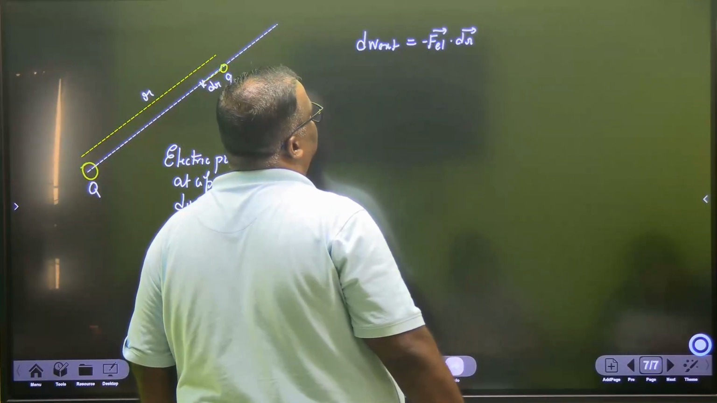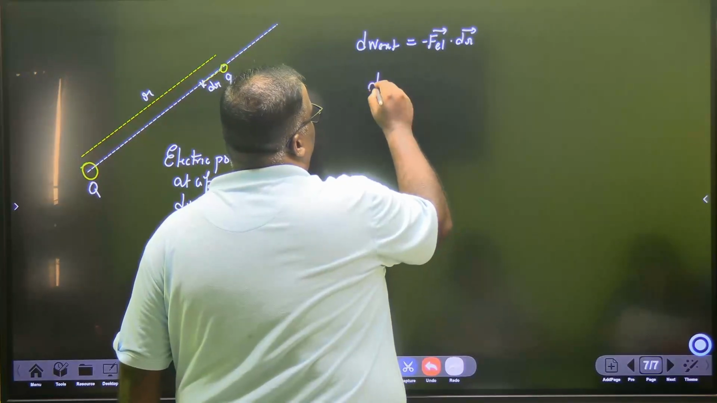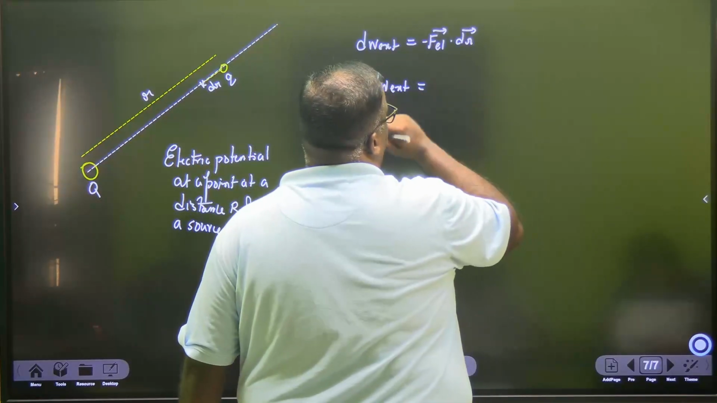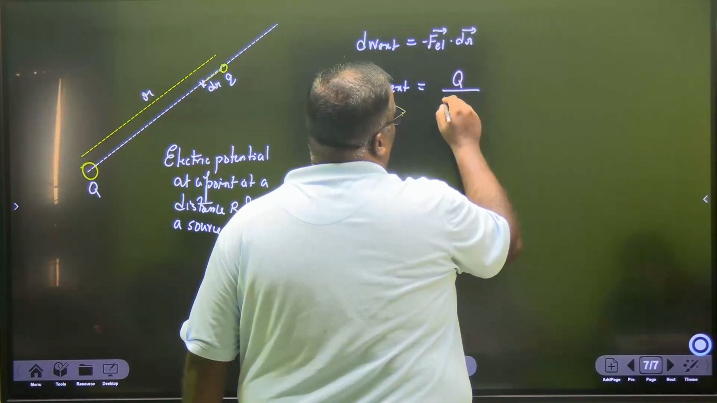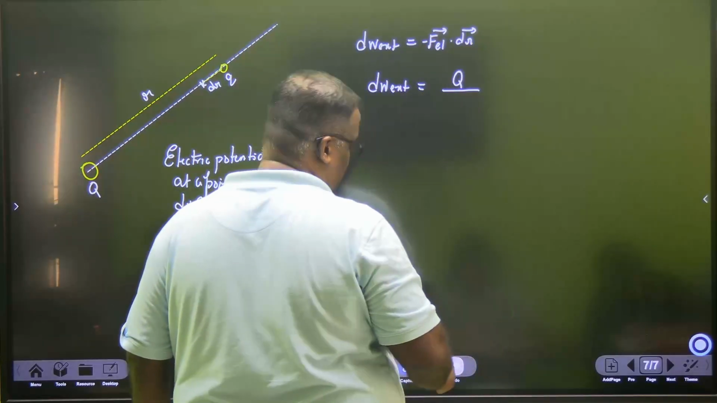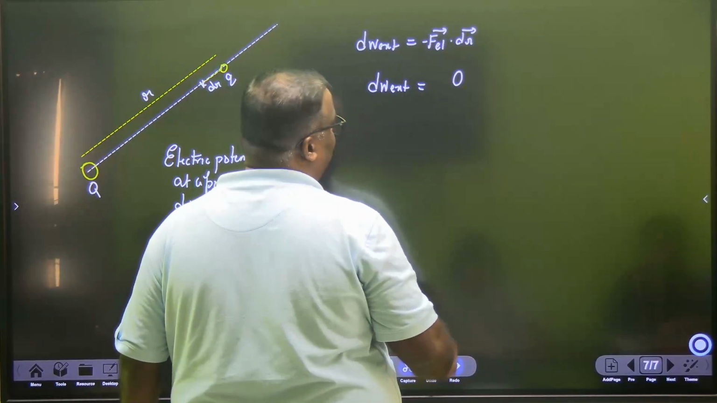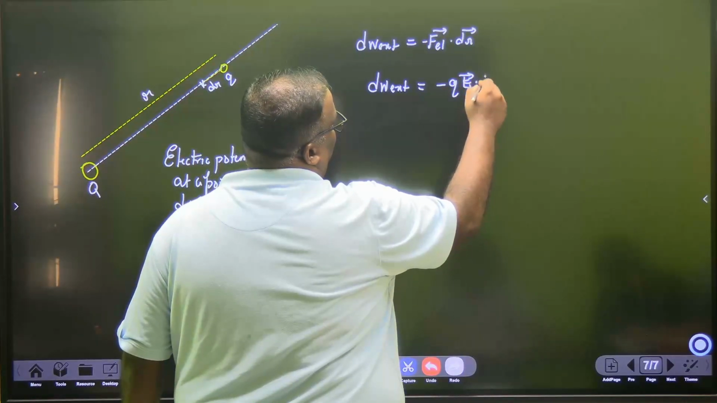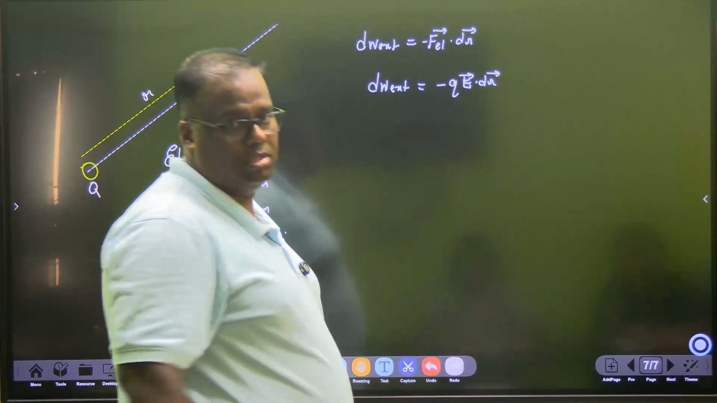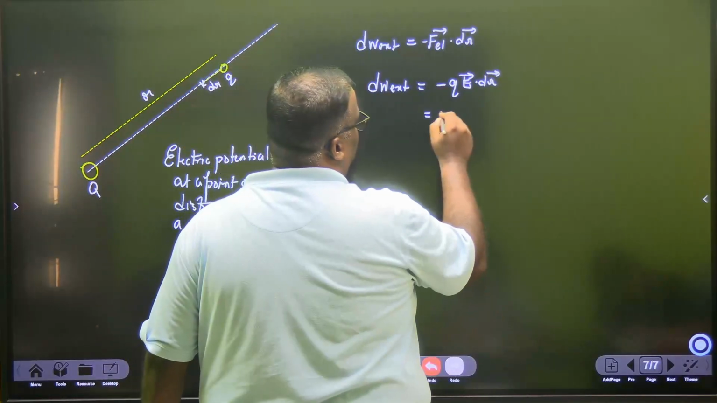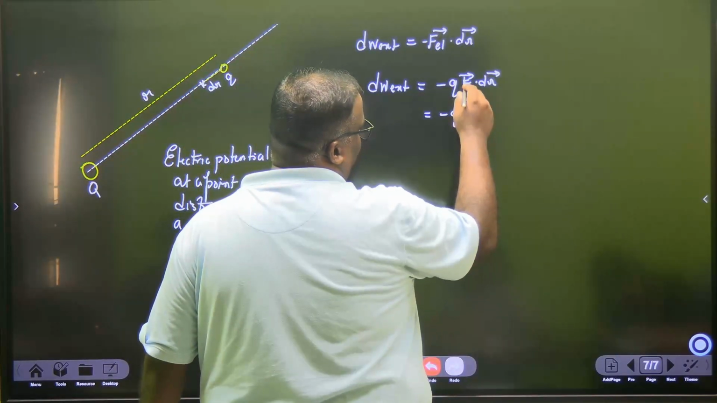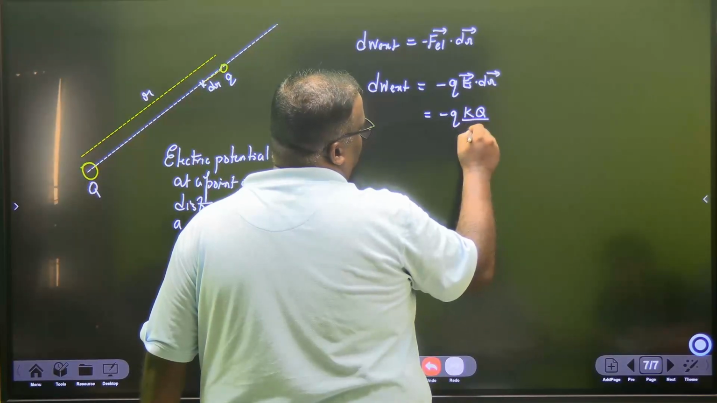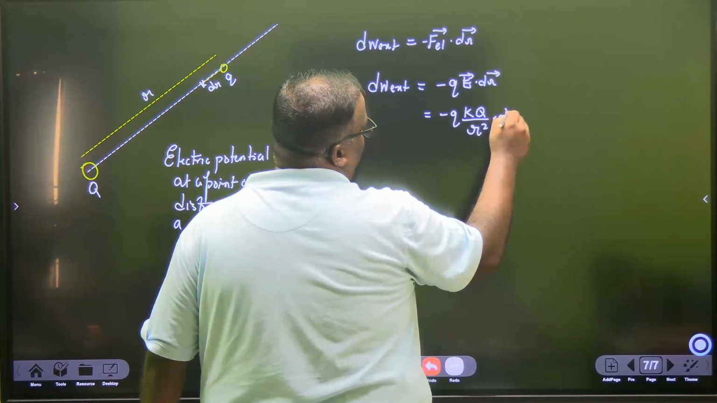Agreed? So, dW external work is how much? The dW external work is Q F electric. What is the value of F electric? The value of F electric is given by negative QE dot dr. Is this understood? Okay. Negative Q, and what is the value of E? E's value is KQ upon R square into dr. Right?